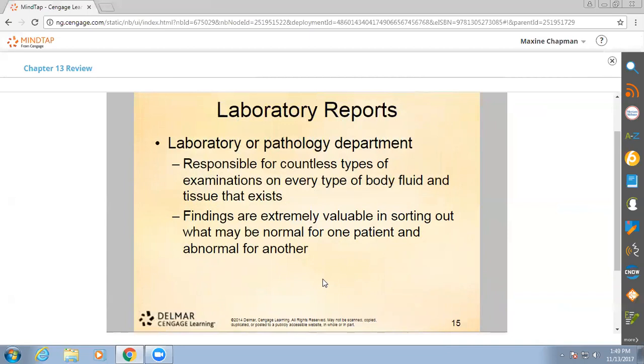Laboratory or pathology department, they're responsible for countless types of examinations on every type of body fluid and tissue that exists. Findings are extremely valuable in sorting out what may be normal for one patient and abnormal for another.